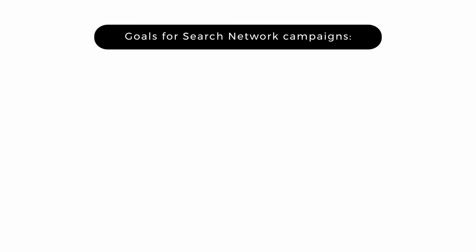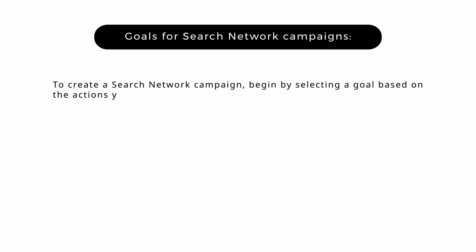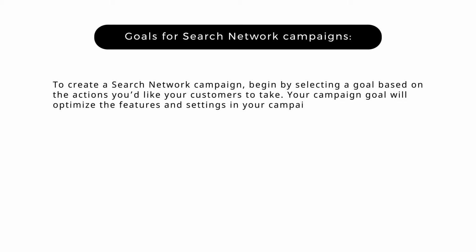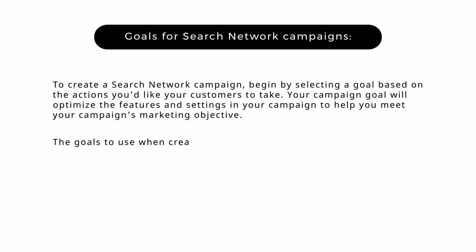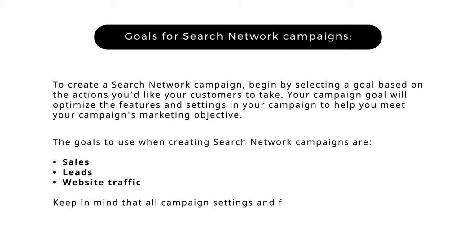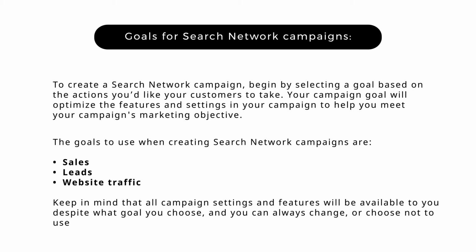Goals for search network campaigns. To create a search network campaign, begin by selecting a goal based on the actions you'd like your customers to take. Your campaign goal will optimize the features and settings in your campaign to help you meet your campaign's marketing objective. The goals to use when creating search network campaigns are: sales, leads, website traffic. Keep in mind that all campaign settings and features will be available to you despite what goal you choose, and you can always change, or choose not to use a goal.